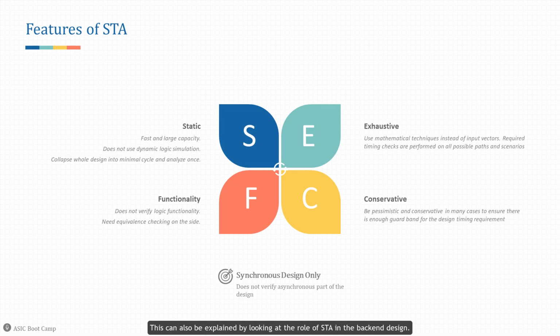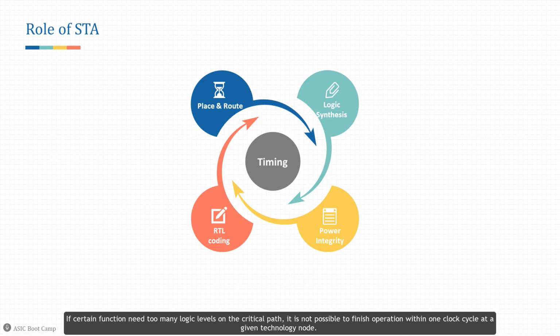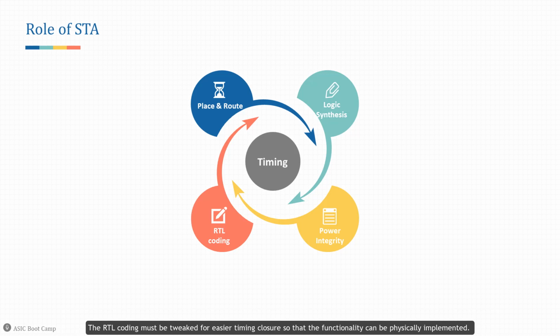This can also be explained by looking at the role of STA in the backend design. If certain functions need too many logic levels on the critical path, it is not possible to finish the operation within one clock cycle at a given technology node. The RTL coding must be tweaked for easier timing closure so that the functionality can be physically implemented.